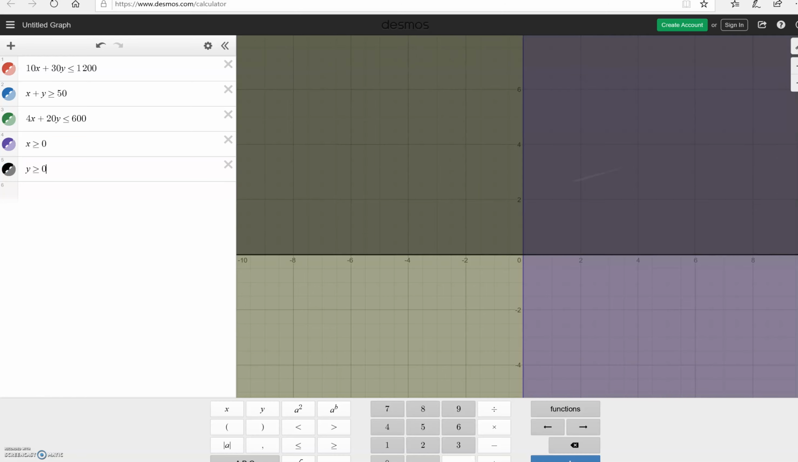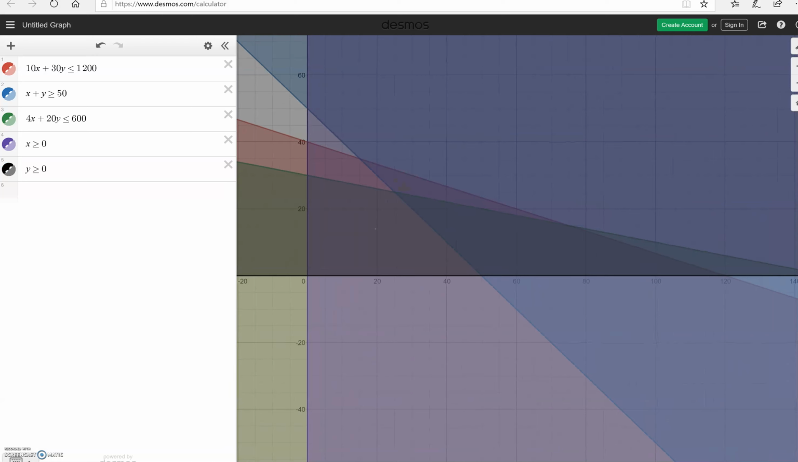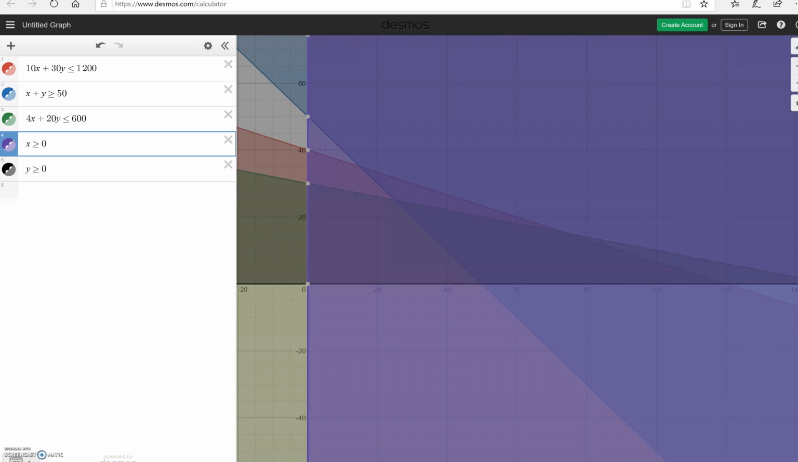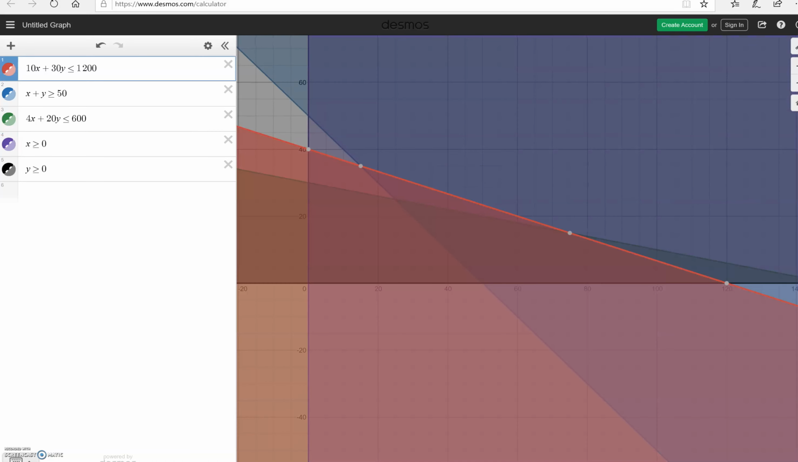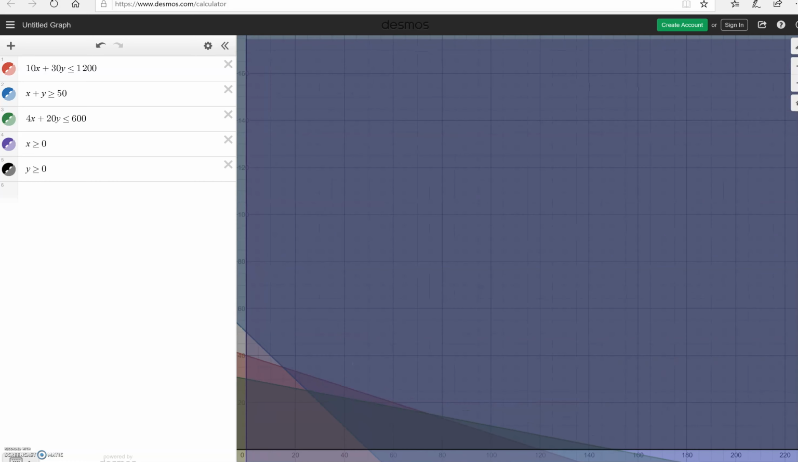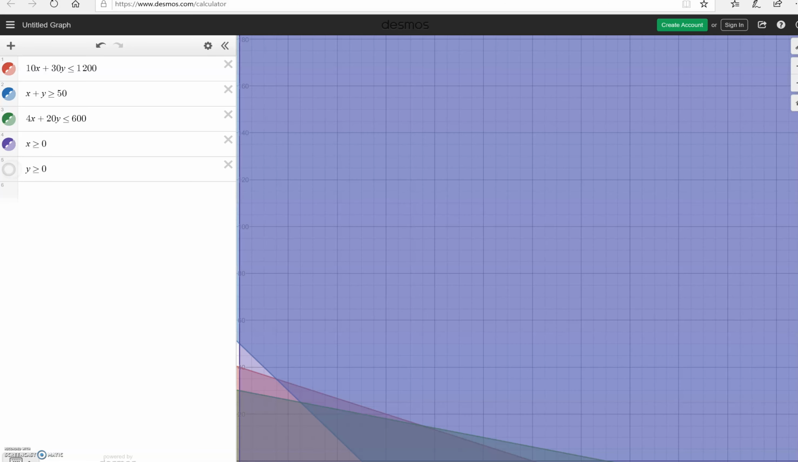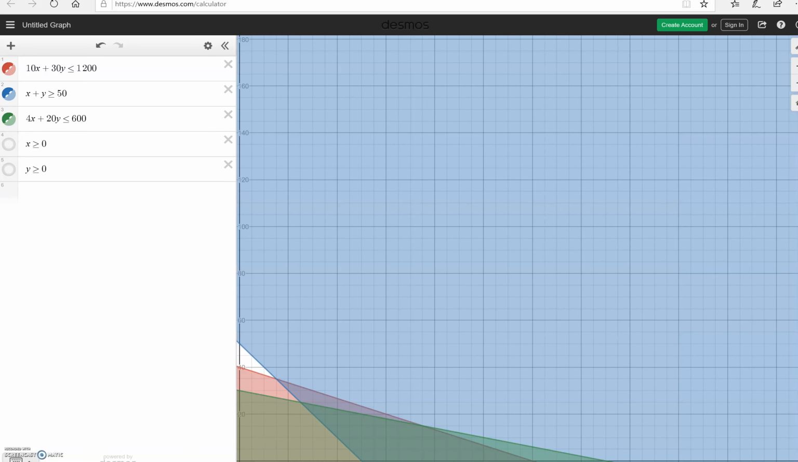Now, this looks like a mess. I can't really see what's going on, so I'm going to zoom out a little bit. There we go. I can see all my functions a little bit better. And what I can do is I can just kind of scroll here so that I am just looking at my first quadrant. And that allows me to click off these two, which makes it a little bit easier to tell what I'm looking at here.